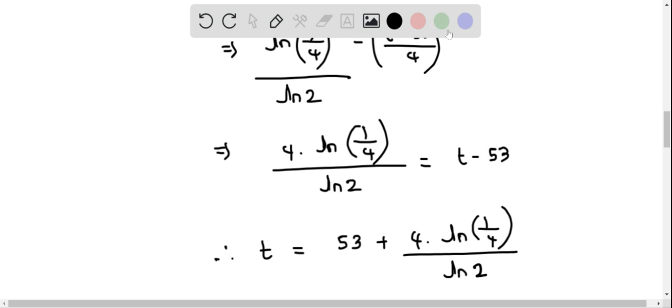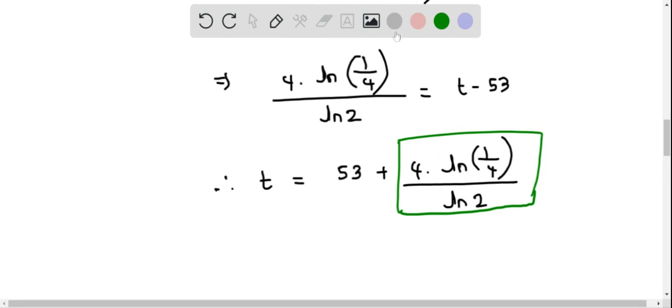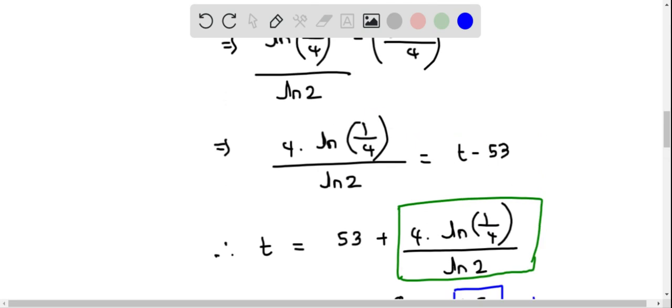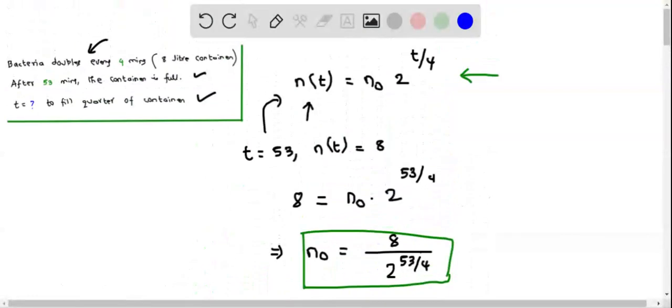And so we can put this expression into the calculator, and when we do that, we get exactly 8. So t equals 53 minus 8, and this equals 45. So we see that it takes about 45 minutes so that the bacteria grows to 1 quarter of the container.